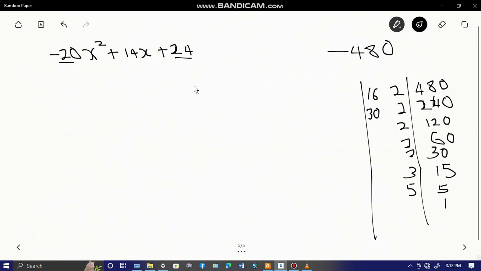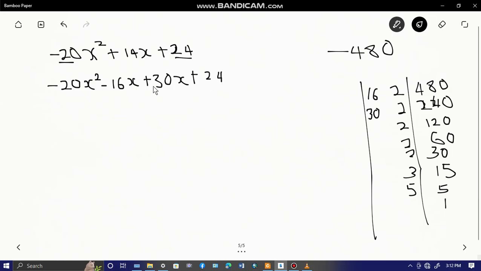And then we separate the middle term into 30 and 16. Since the middle term is positive, the smaller number, namely 16, is negative. That is negative 20x squared minus 16x plus 30x plus 24.